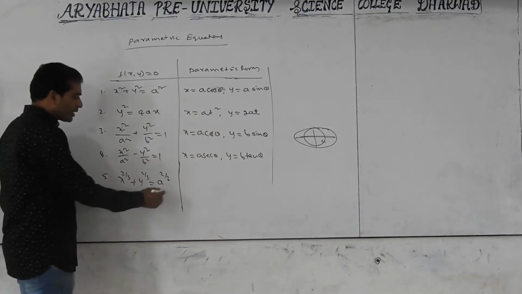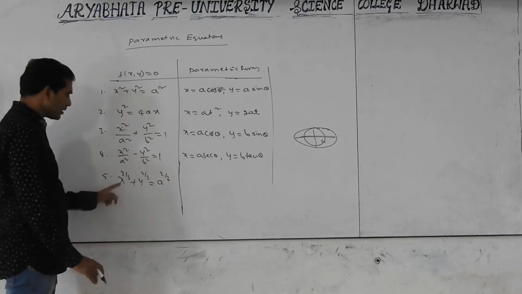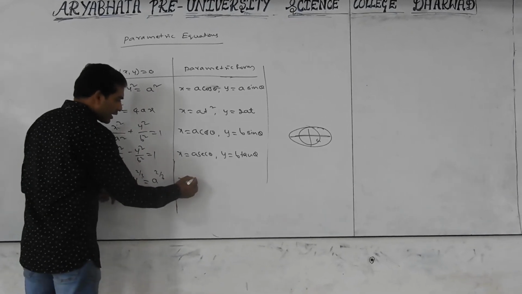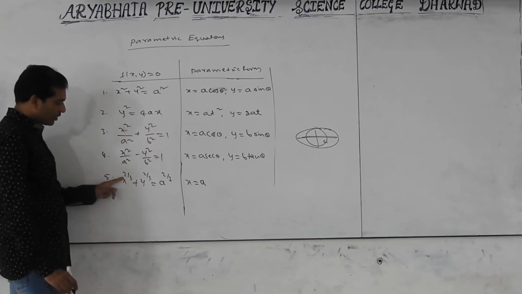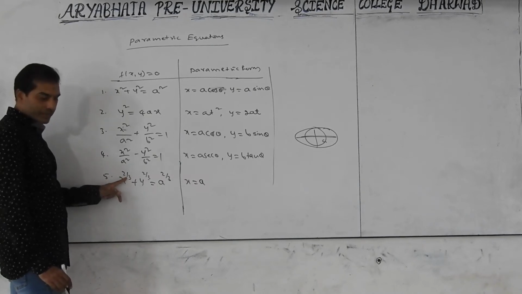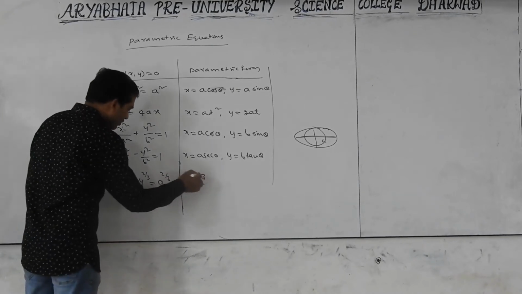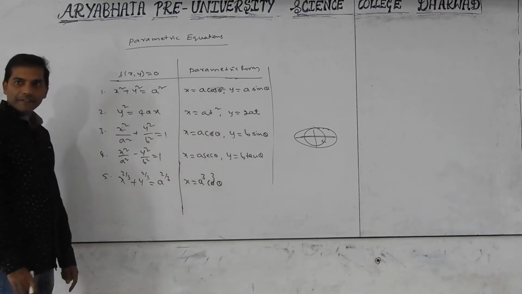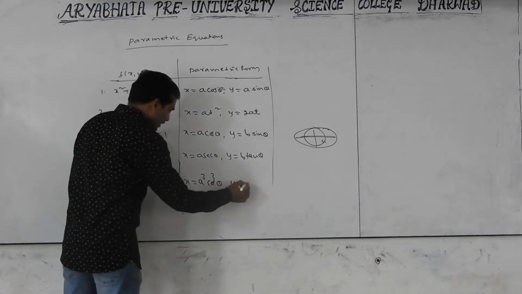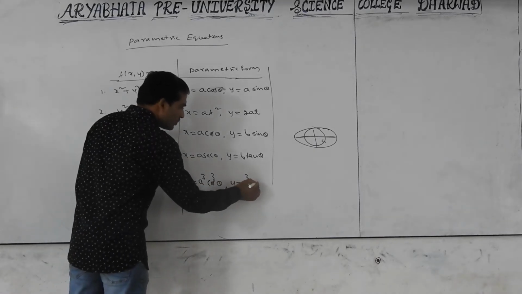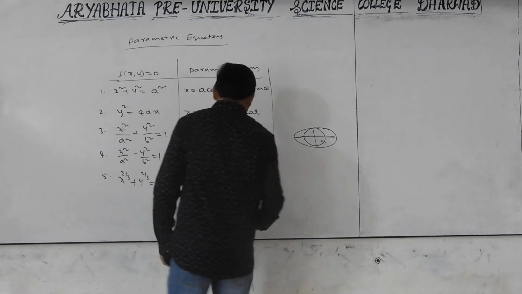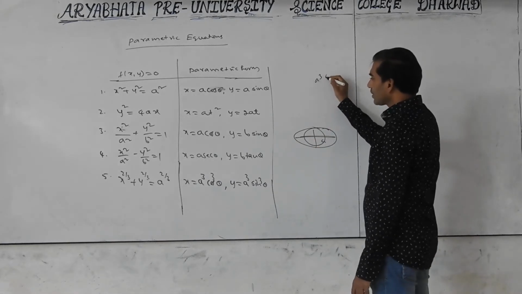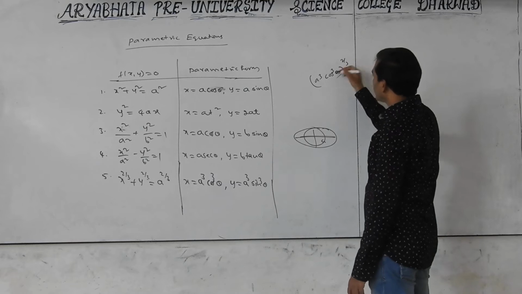If it is this, what is the parametric form? x is equal to a power 1 by 3 is there. Yes, here cube should be there. a cube cos cube theta, y equal to a cube sin cube theta. Check whether it is correct or not. Substitute here. x is equal to a cube cos cube theta whole power 2 by 3.